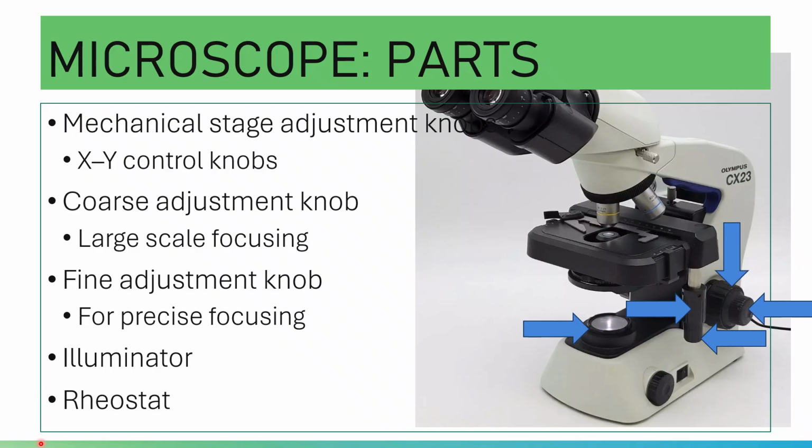And then you have the rheostat. The rheostat controls the light intensity. It controls the brightness of the light, or it controls the light coming from the illuminator.